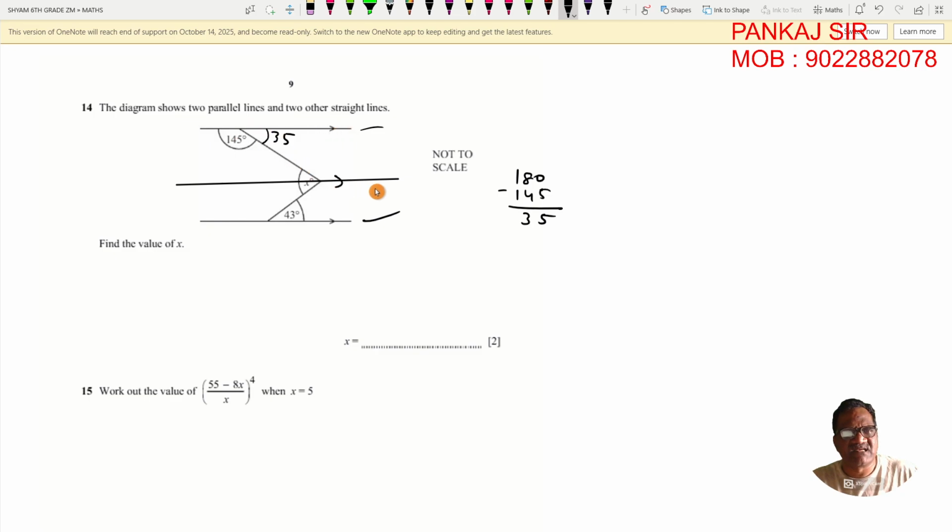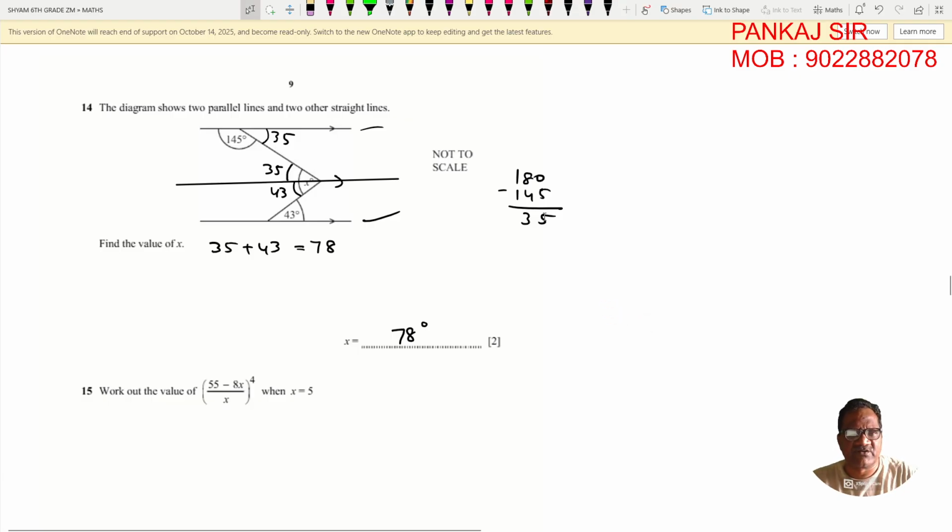Now can you see this is parallel to this, so these two are alternate angles, pair of alternate angles. So if this is 35, this will also be 35, okay, this angle. Same way, this angle is 43, so this angle will also be 43 because this is also alternate angle, okay? So you can see that your x is nothing but 35 plus 43, and that works out to 78. Okay, so your x will be 78 degree, right?